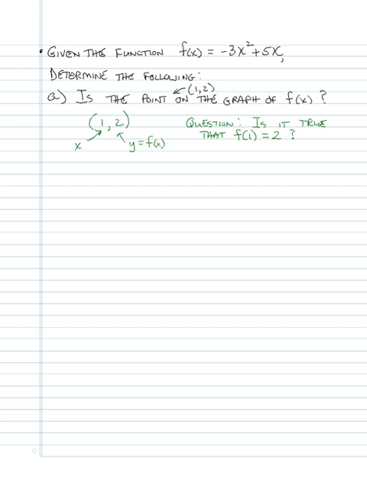See, because for that point to be on the graph means when we use an x value of 1, we get a y value of 2. And so how will we determine that? Well, we use the function to do the work. F of 1 is equal to negative 3 times our 1 squared plus 5 times our 1. And when we do this calculation, we see that we get a y value of 2. So the answer is yes, 1, 2 is on the graph.